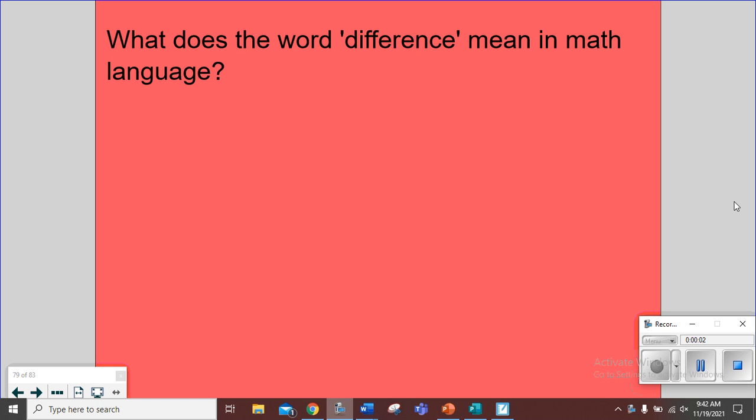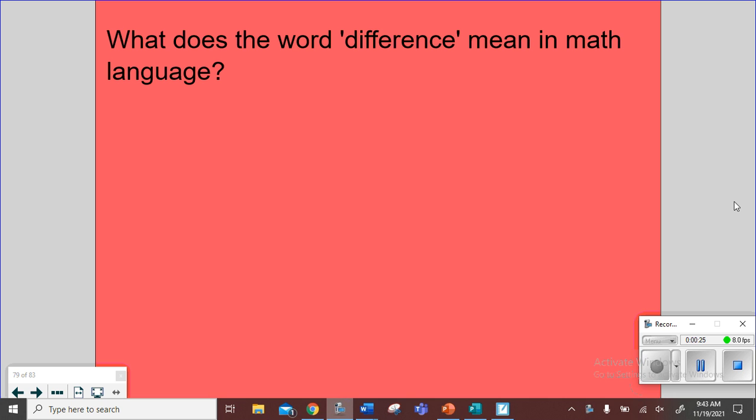All right, here is our question, and I know we've talked about this question before. What does the word difference mean in math language? That is our question. Go ahead and make that your title, please. What does the word difference mean in math language?